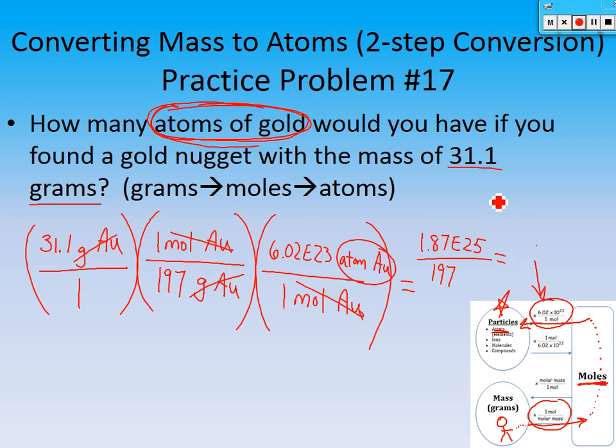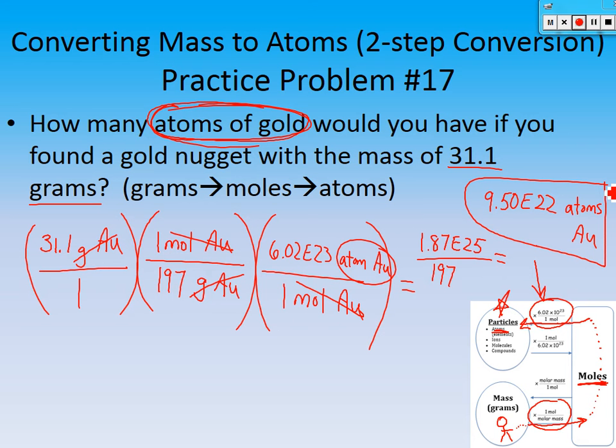Do you guys get this number? 9.50 times 10 to the 22nd. Yeah. Okay, can I just circle it and be done? No. Nope. What are my units going to be? Atoms. And what substance are we talking about? Atoms of Au. Good. So that's what you need to circle.